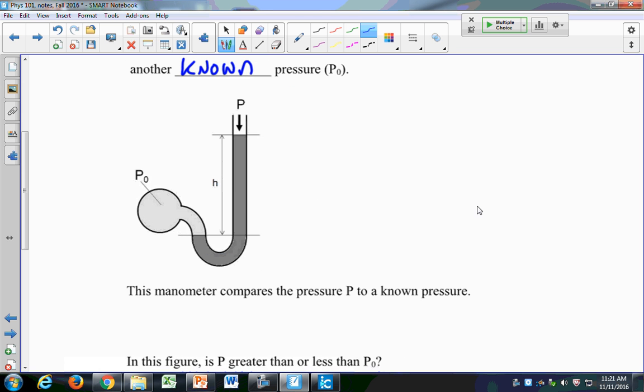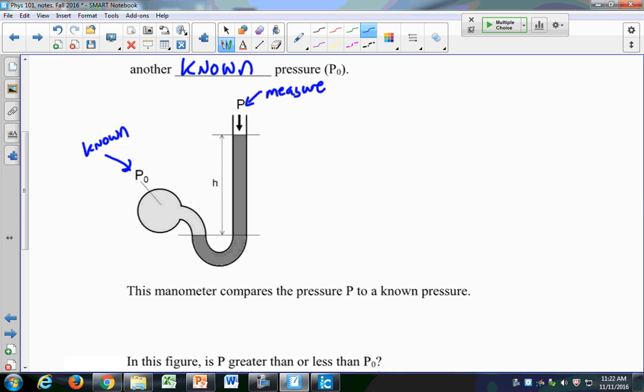For example, here I have a closed tube. It has some liquid inside of the tube. On this side, I know this pressure. So this is my known pressure. And then this is my unknown. It's the thing that I want to measure. And I want to figure out some way to calculate what the pressure is that I want to measure.